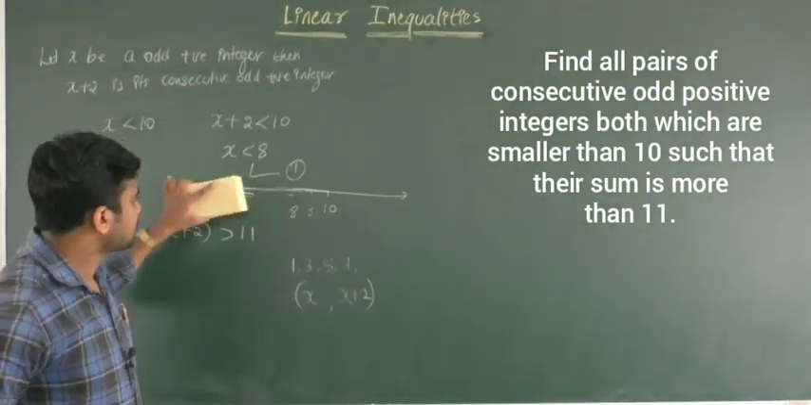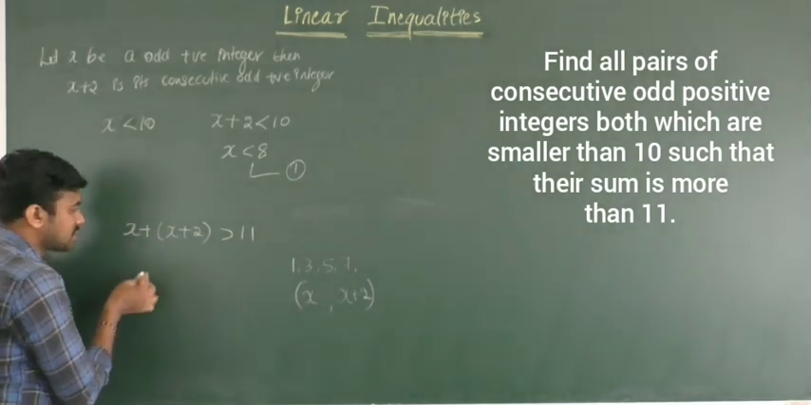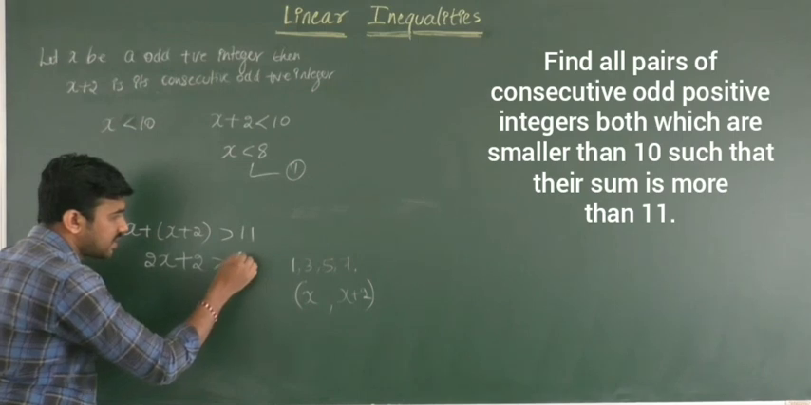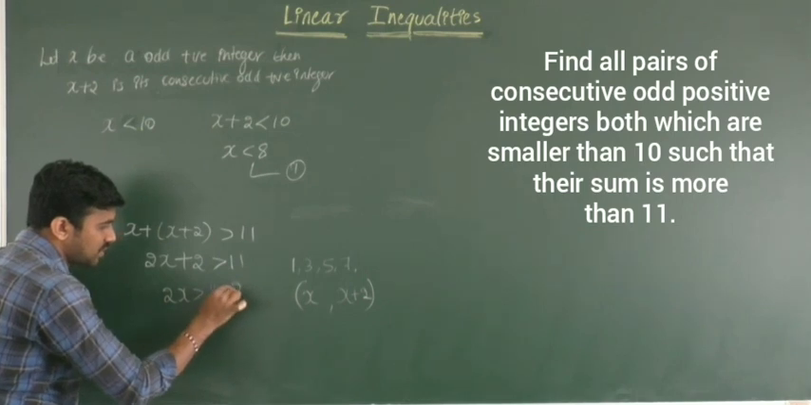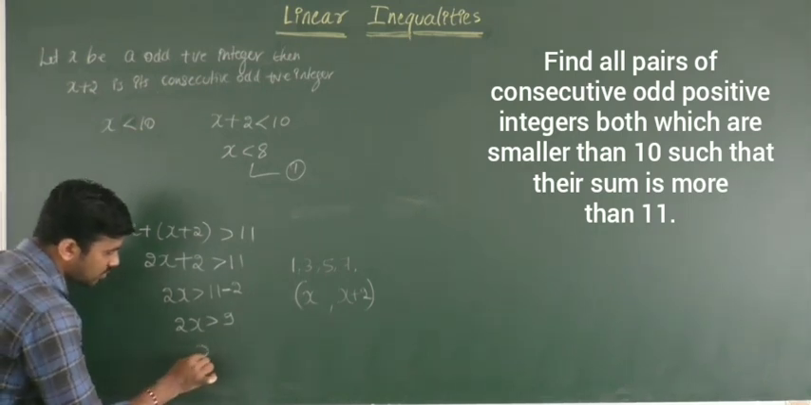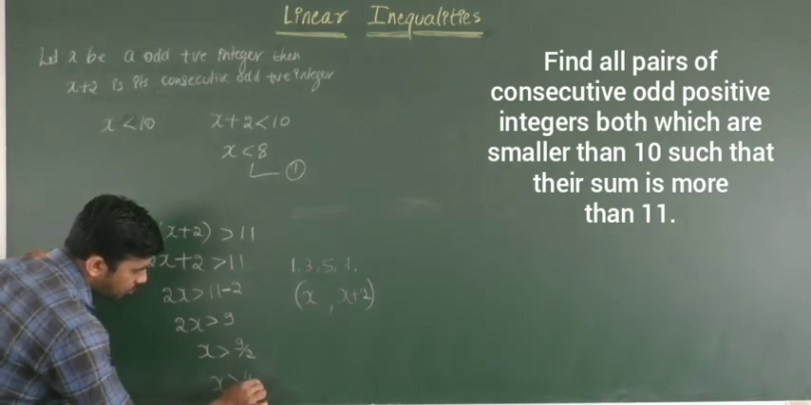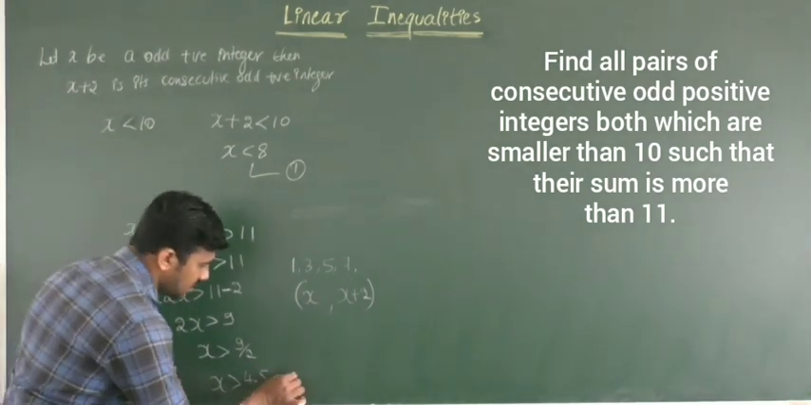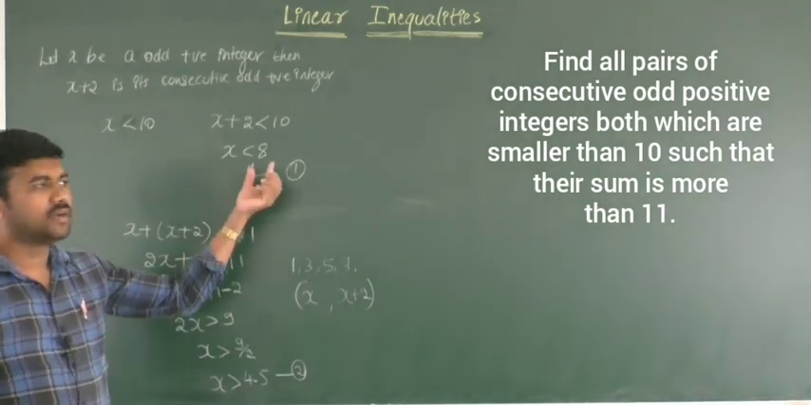Now the second condition given is that their sum is more than 11. By using that condition we can write x plus x plus 2, that is 2x plus 2, is greater than 11, or 2x is greater than 11 minus 2. So 2x is greater than 9, so x is greater than 9 by 2, means x is greater than 4.5. X is greater than 4.5 and x is less than 8.